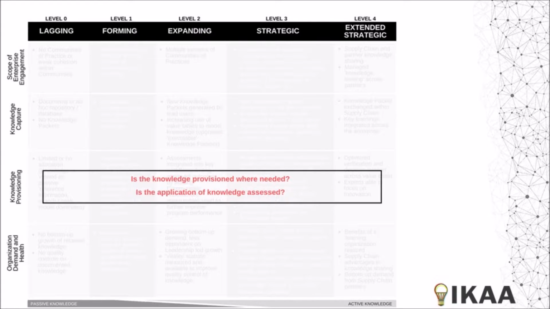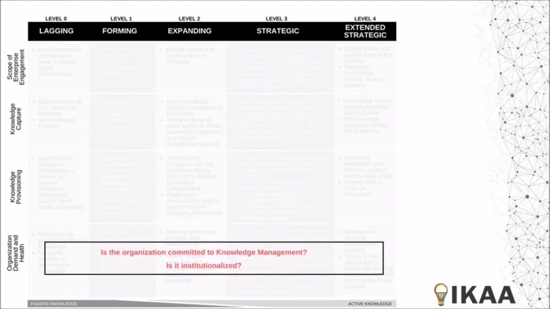Knowledge provisioning addresses the organization's processes to consistently allocate technical memory when and where it's needed, and to assess its application within your everyday workflow. The organizational demand and health features address the level of both ongoing leadership and bottom-up demand. Both of these are essential to implementing knowledge-aware.